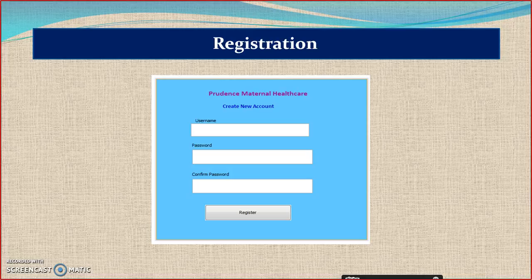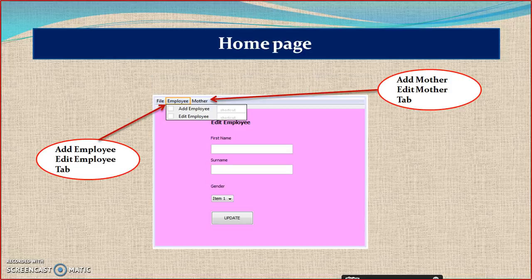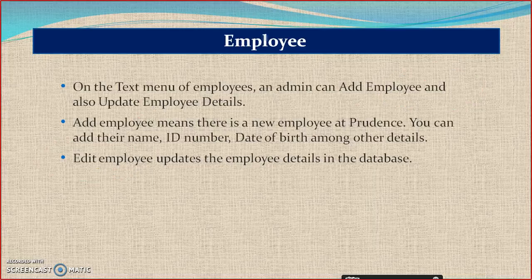The account create page looks like this, where you will enter a username. You enter the PIN that you will be using and confirm it, and then you register. Now it will take you to the home page. This is the add employee, edit employee here, and there is an add mother and edit mother tab up there. This is where you edit employee.